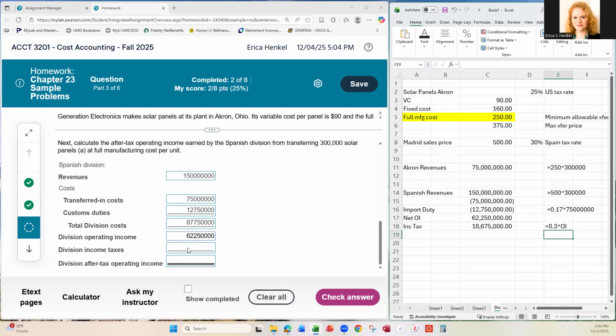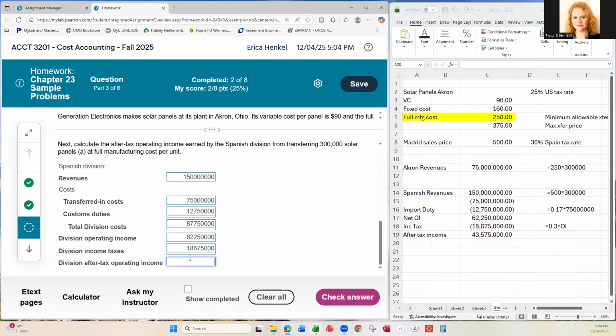That gives us 18,675,000 in taxes, which would get us to after-tax income of those two netted against each other. So 43,575,000. Okay, so that's where we end up if we transfer this at cost.